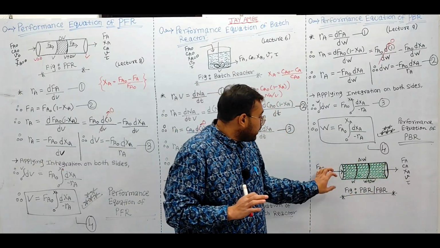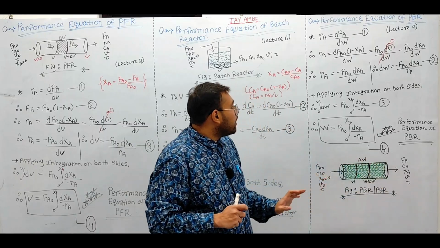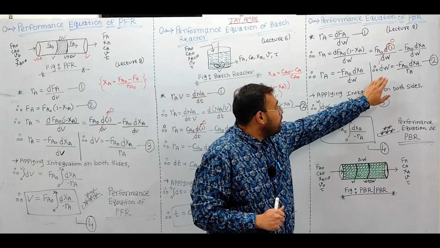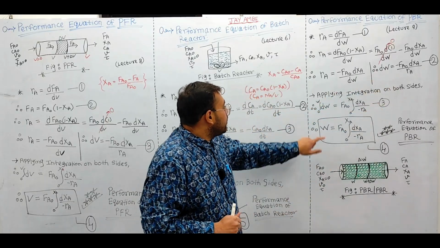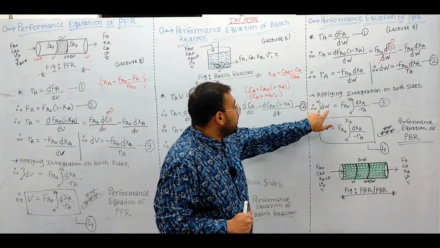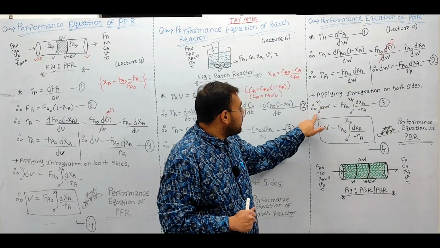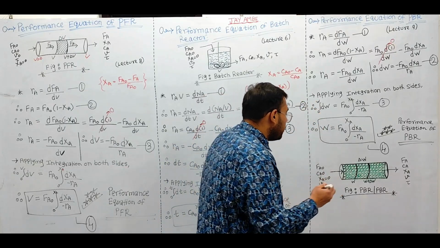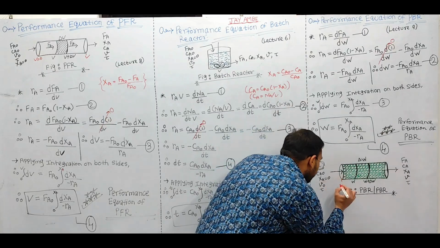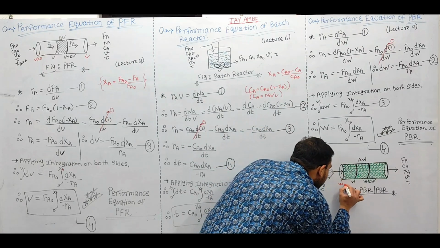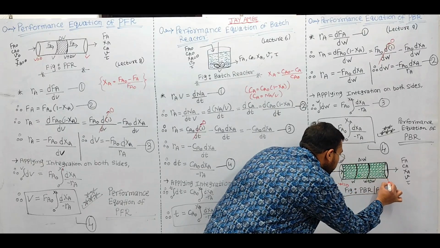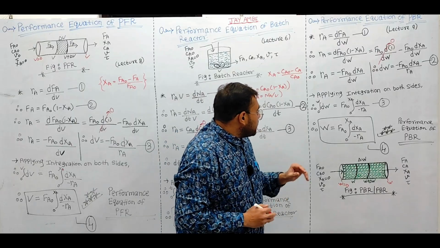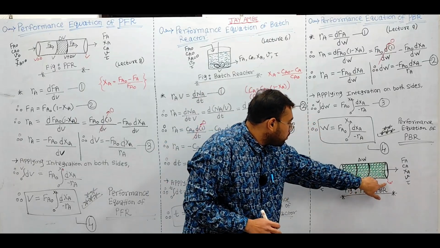So in order to account for the entire weight of the catalyst, we apply the integral sign on both sides of the equation 2. So integration from 0 to W of dW. Why? Because at the starting point the weight of the catalyst is 0, and at the end the weight of the catalyst will be equal to the total weight of the catalyst. Due to those reasons, we are putting the limits as 0 to W.